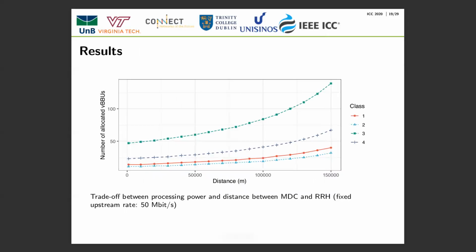This figure illustrates the influence of the distance between MDCs and RHs on the minimal number of vBBUs per class that are allocated, which characterizes an important trade-off in F1s. It's possible to note that the number of processors required increases as the distance increases.